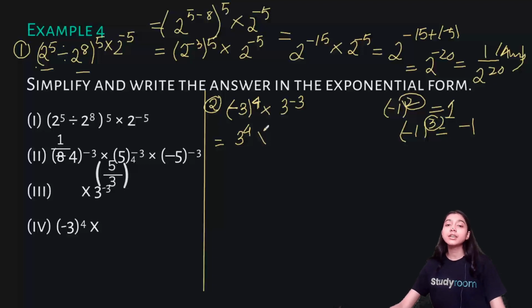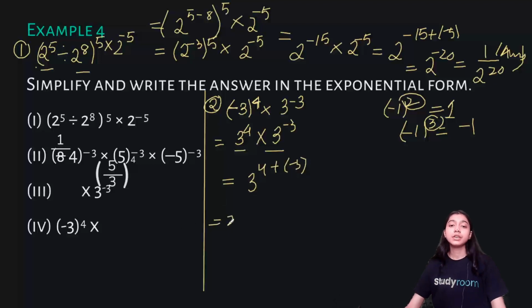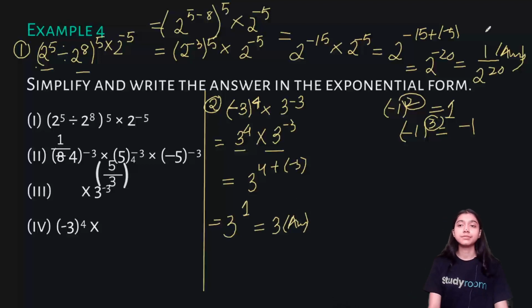So we can write this as multiplied with 3 to the power of minus 3. Now over here, we'll use the first law of exponents, that is, when bases are same, then powers will be added. So 3 to the power of 4 plus minus 3 gives us 3 to the power of 1, because 4 minus 3 is equal to 1, and this is ultimately 3. So this is the final answer for this question.